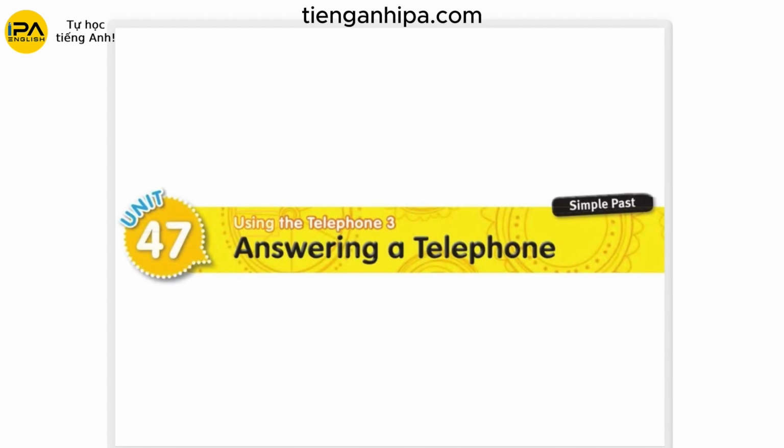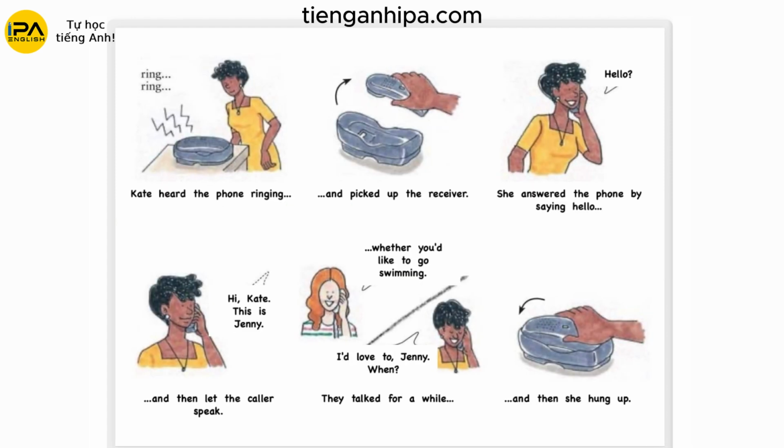Chapter 47. Using the telephone 3. Answering a telephone. Kate heard the phone ringing and picked up the receiver. She answered the phone by saying hello. "Hello?" And then let the caller speak. "Hi, Kate. This is Jenny."